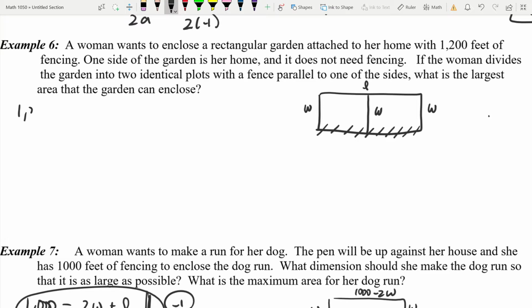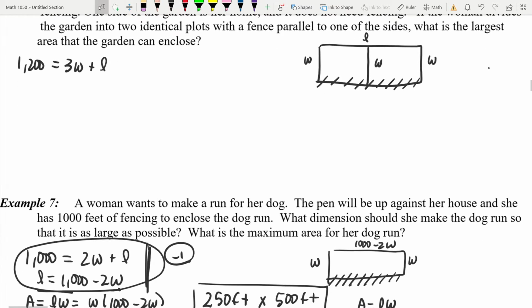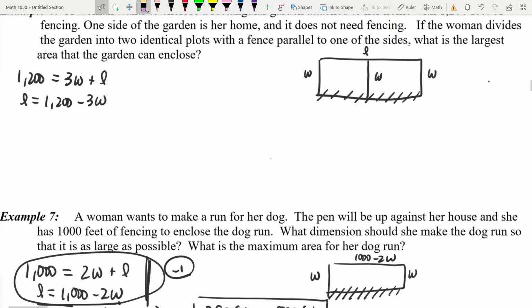So let's do this, guys. Look, 1,200 has to cover 3 W's and 1 L. What do we do right here? You tell me. Talk to me. Solve for L. So if you solve for L, you get 1,200 minus 3W. Go to your picture, erase the L, and replace it with 1,200 minus 3W.